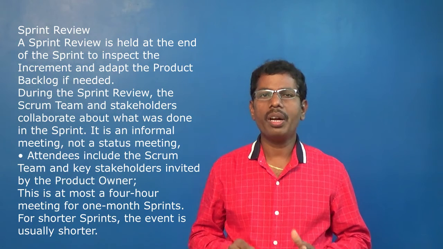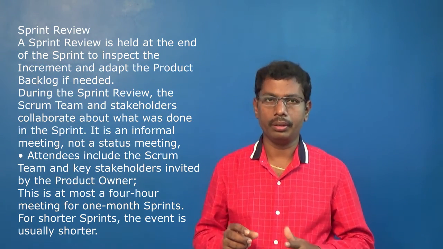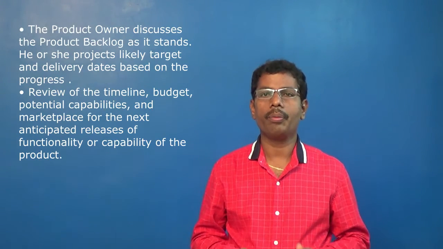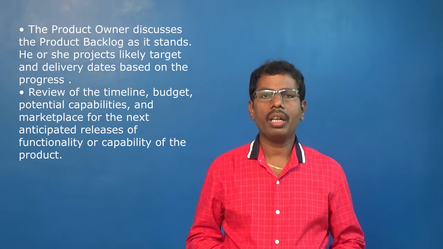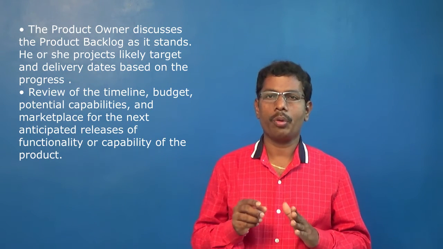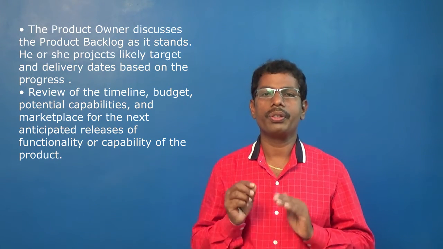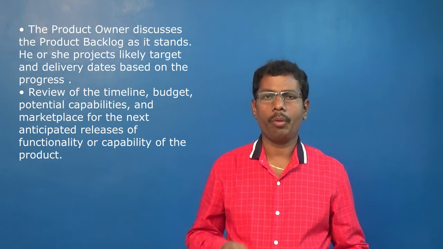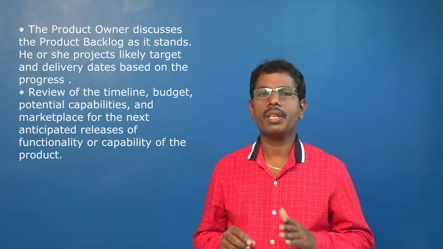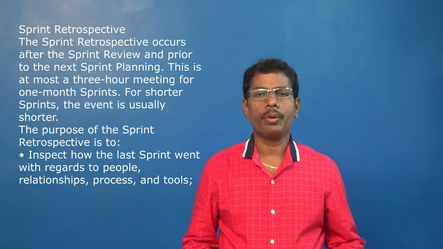The development team demonstrates the work that it has done and answers questions about the increment. The presentation of the increment is intended to elicit feedback and foster collaboration. The product owner discusses the product backlog as it stands. He or she projects the likely target and delivery dates based on the progress. Review of the timeline, budget, potential capabilities, and marketplace for the next anticipated release of the functionality or capability of the product. Next, the sprint retrospective.